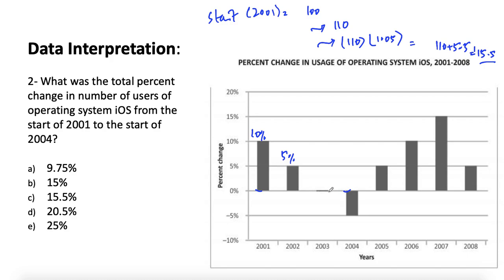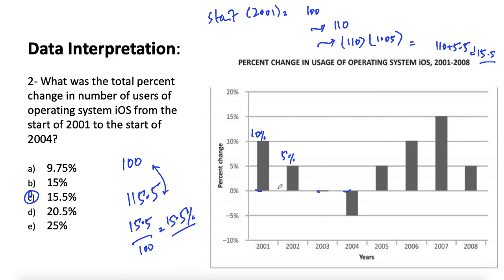Now after that there is no change, so the same value will move to the start of 2004. So our value at the end is 115.5, and at the start it is 100. So what is the percentage change? It is 15.5, and the initial value was 100, so that is 15.5%. That's why the answer to this is option C, right?